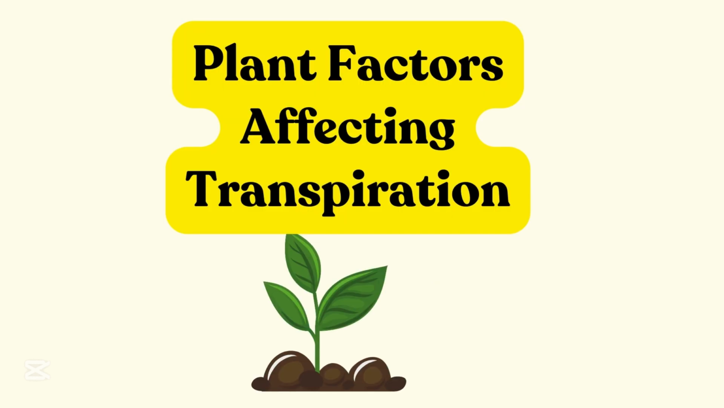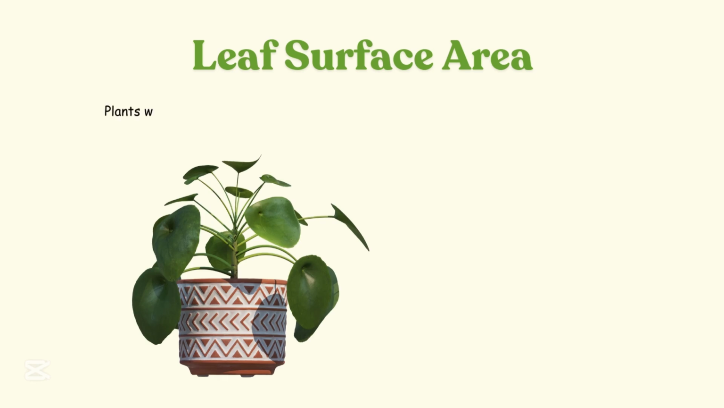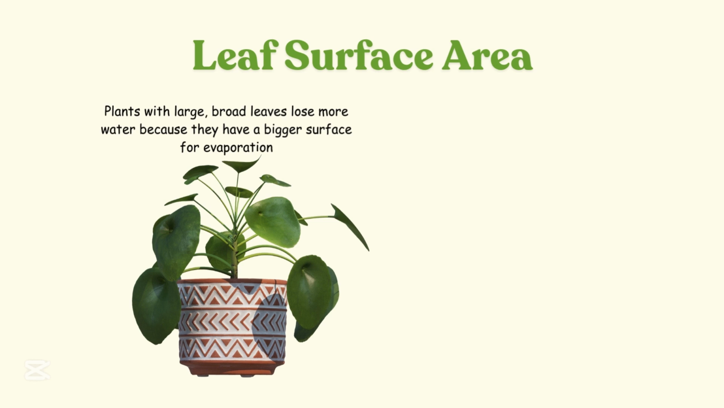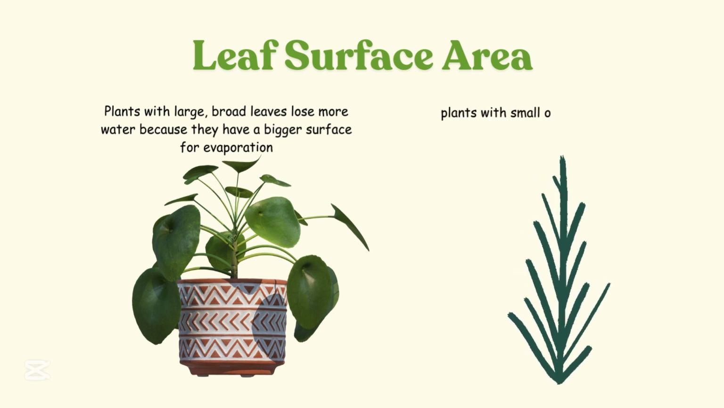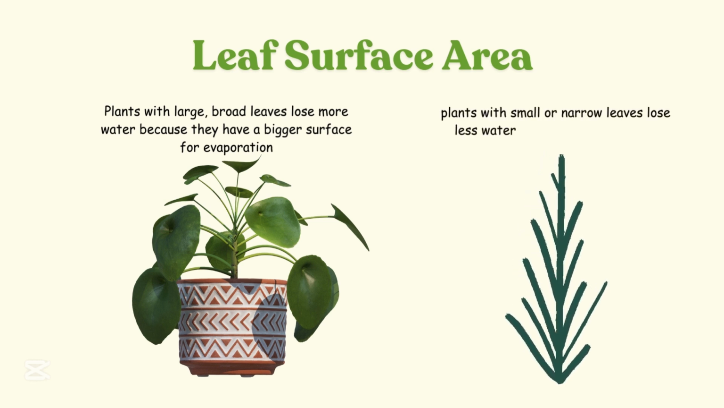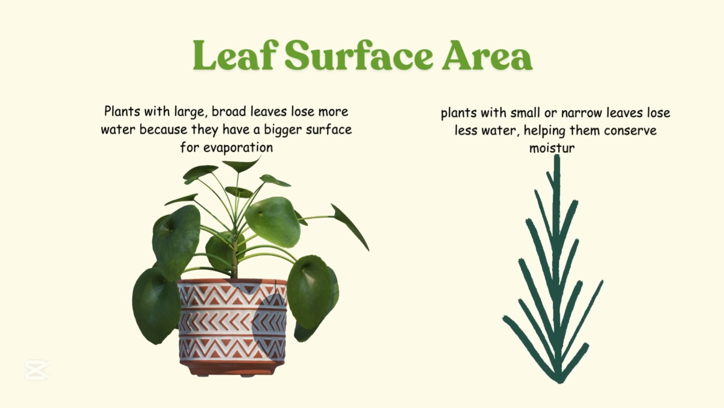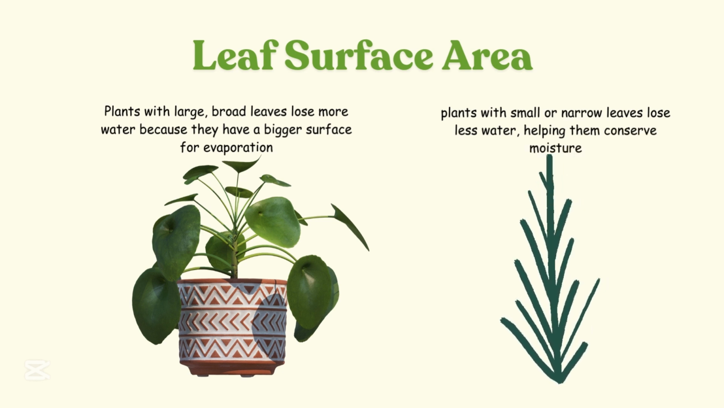There are plant factors which also affect transpiration, such as the leaf surface area, which affects the rate of transpiration. Plants with large, broad leaves lose more water because they have a bigger surface for evaporation. In contrast, plants with small or narrow leaves lose less water, helping them conserve moisture, especially in dry environments.